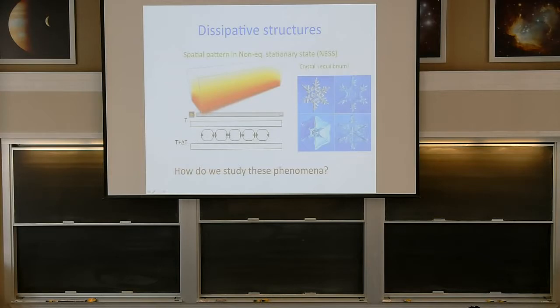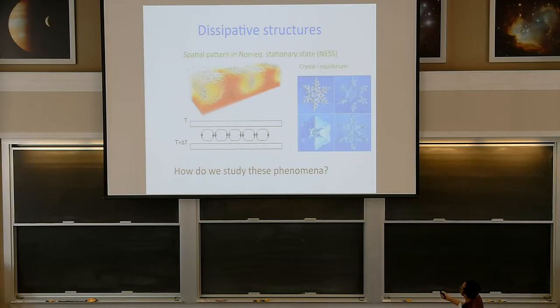Let's see. If you start from some uniform initial conditions, after a while you see this nice spatial pattern. This kind of spatial pattern also appears in a stationary state, but this is different from the thermal equilibrium state. This is sometimes called a non-equilibrium stationary state, sometimes abbreviated as NES. We are interested in the non-equilibrium stationary measure and what kind of structures and fluctuations are there.